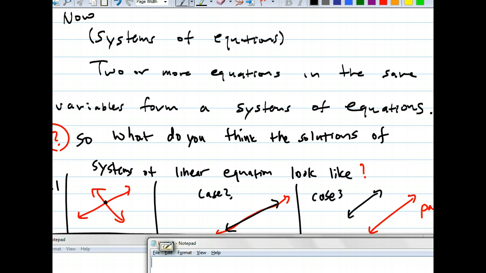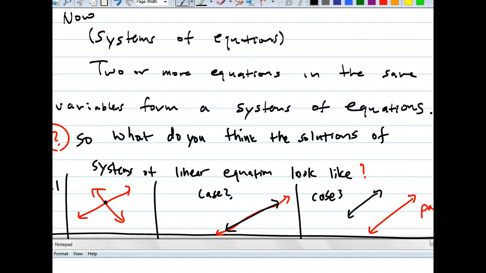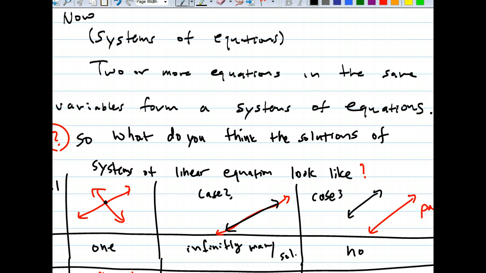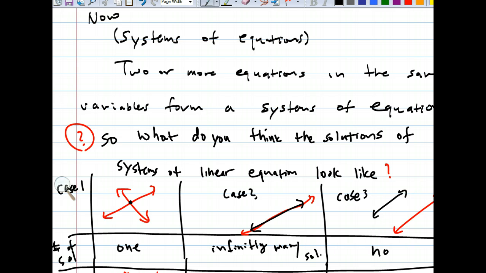So how many solutions do we get if they intersect? We get one. How many if they intersect everywhere? Infinitely many. And see right here, number of solutions, it's on the bottom. And how many solutions do we get for parallel? None. That's correct. It's not possible for a system of linear equations to have two solutions, because they're all straight lines. Exactly. All lines are straight.